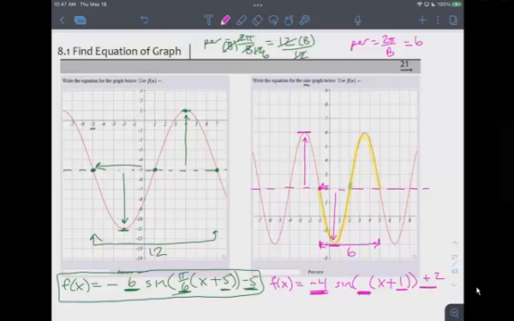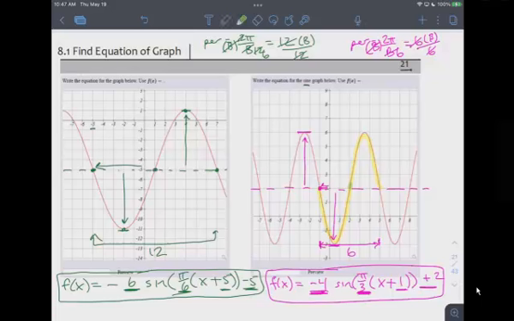So if I set this equal to 6 and solve, I multiply both sides by b to get that out of the denominator, then isolate it by dividing both sides by 6, and 2 pi over 6 reduces to pi over 3. So there is my equation representing the yellow portion of this.